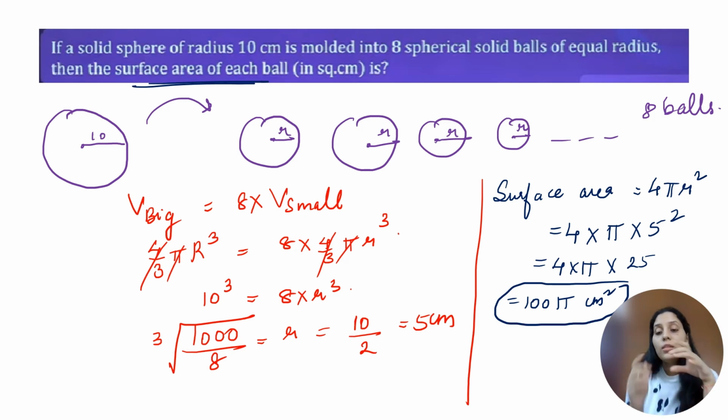So this is one very important question. Melted, molded. So whenever you have these kinds, you will always equate both the volumes. That the big volume is equal to the smaller volumes. So I hope this is clear.